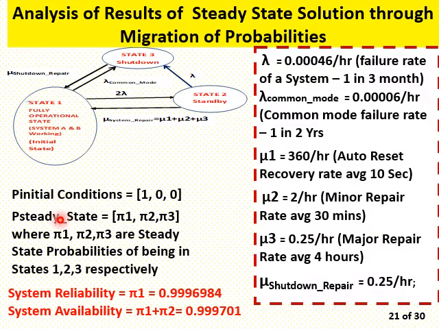Therefore, at steady state, the probabilities of the stationary distribution are defined as pi 1, pi 2, pi 3, where pi 1, pi 2, pi 3 are the steady state probabilities of being in states 1, 2, 3. So from the initial condition 1, 0, 0, the probabilities will migrate to different states based on the state holding time, which is a random variable, and eventually it reaches steady state.